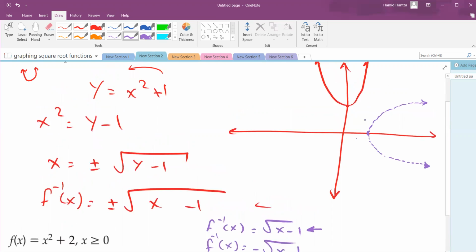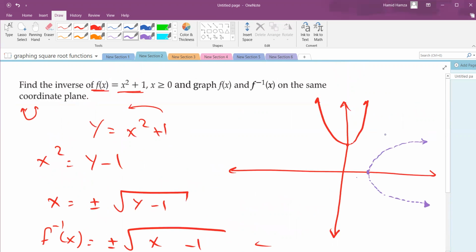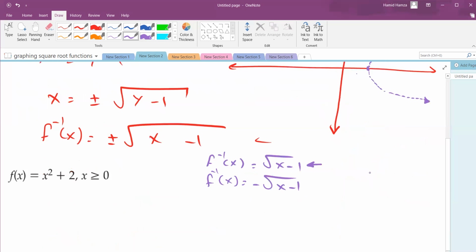So together, guys, they look like the parabola, if you draw all of them. But here it opens upward, and here it opens right, like this. Any question, guys? Any question?